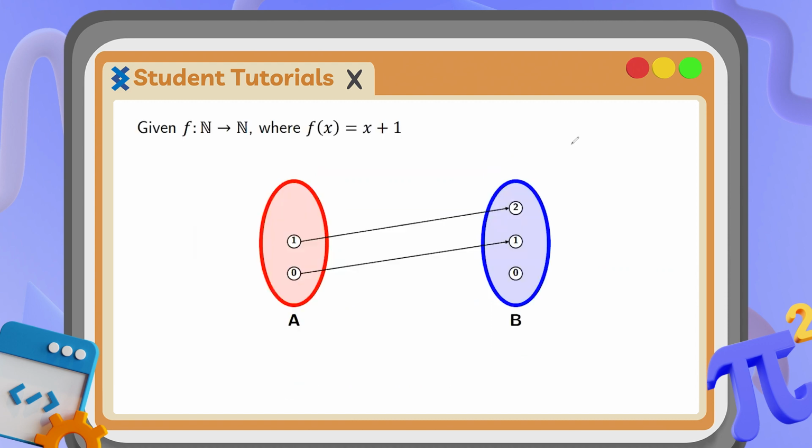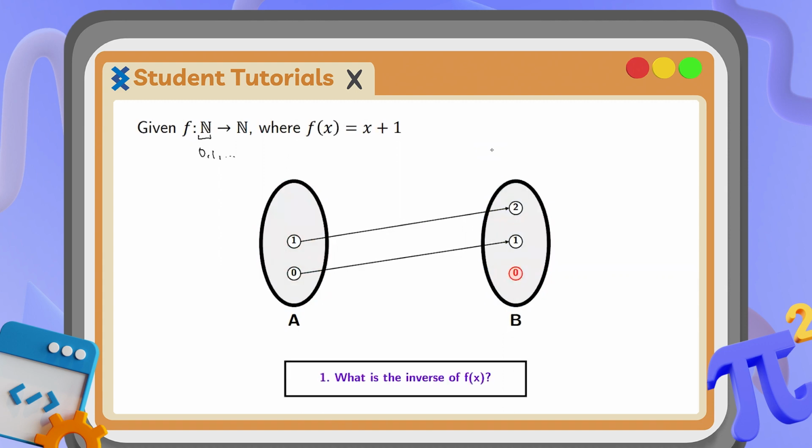Let's have another one. Given a function f from all natural numbers to all natural numbers, for this video, we will consider natural numbers starting with 0, 1, and so on, where f of x is equal to x plus 1. So our inputs here, 0 maps to 1 and 1 maps to 2.